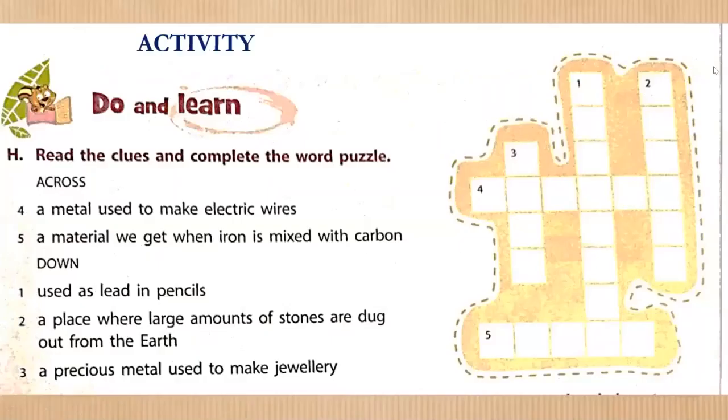Children, I have given a small activity for you here. This activity is given on page number 23 in your science textbook. Try to solve it and write the answer in the textbook. So children, I hope you have understood the names of different metals and their uses, right?